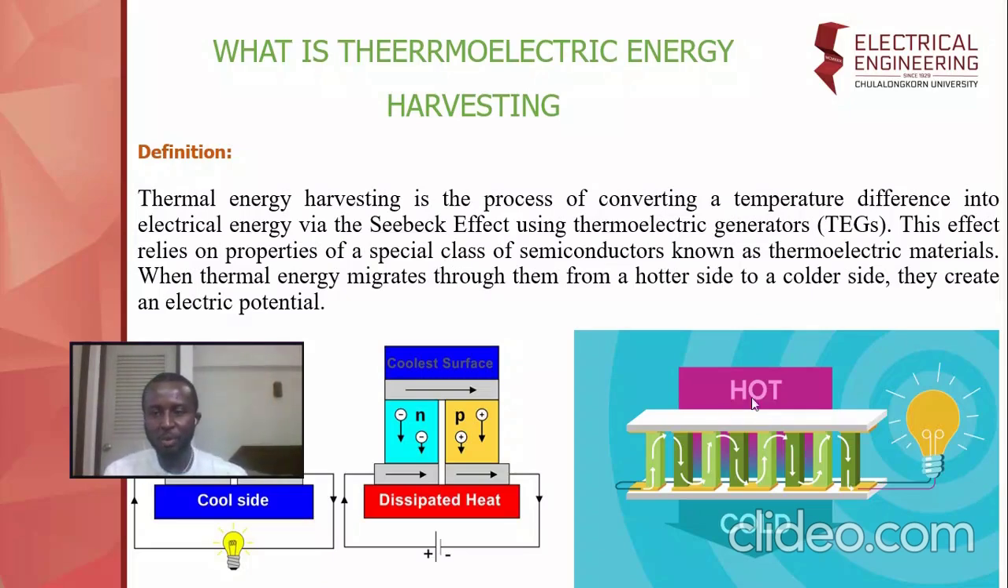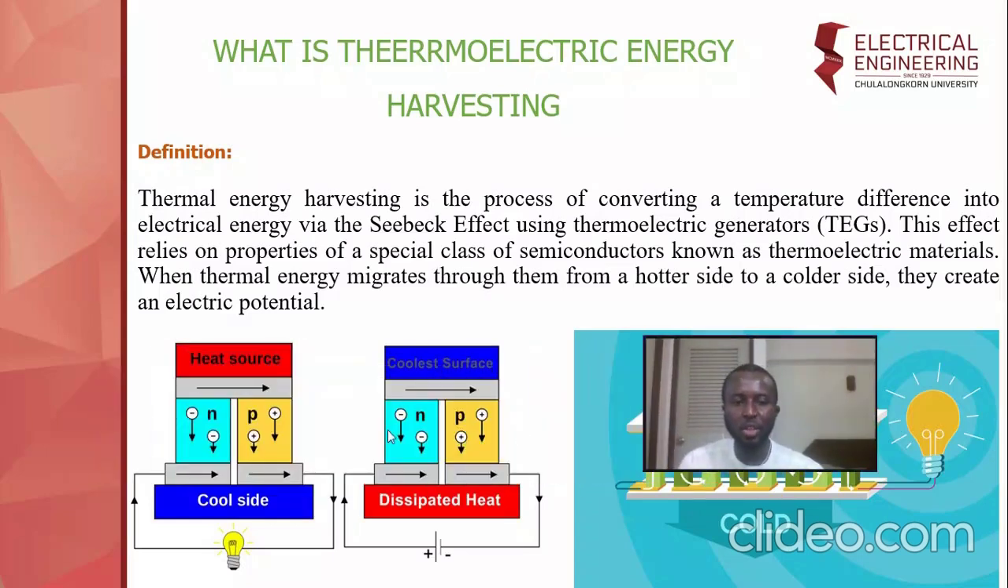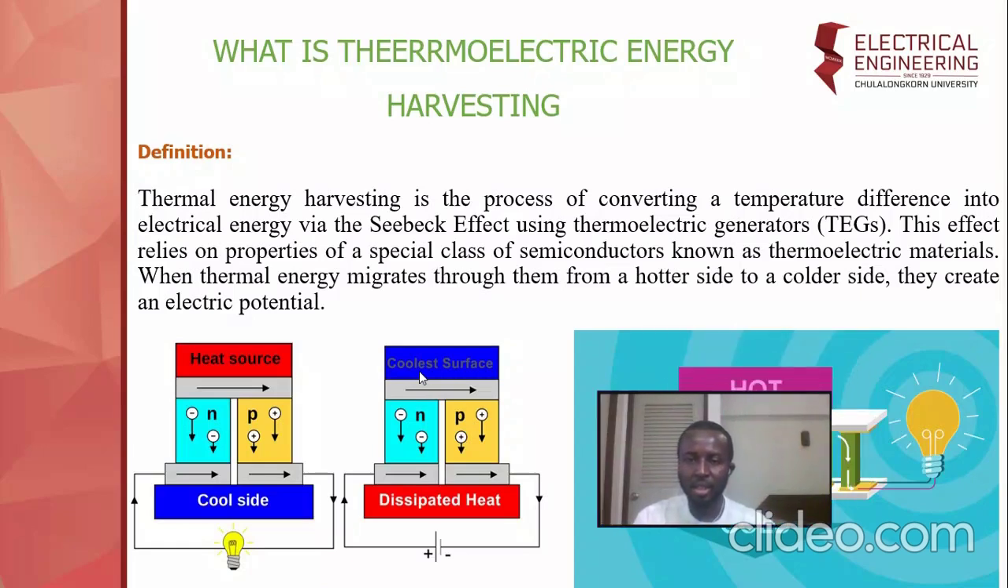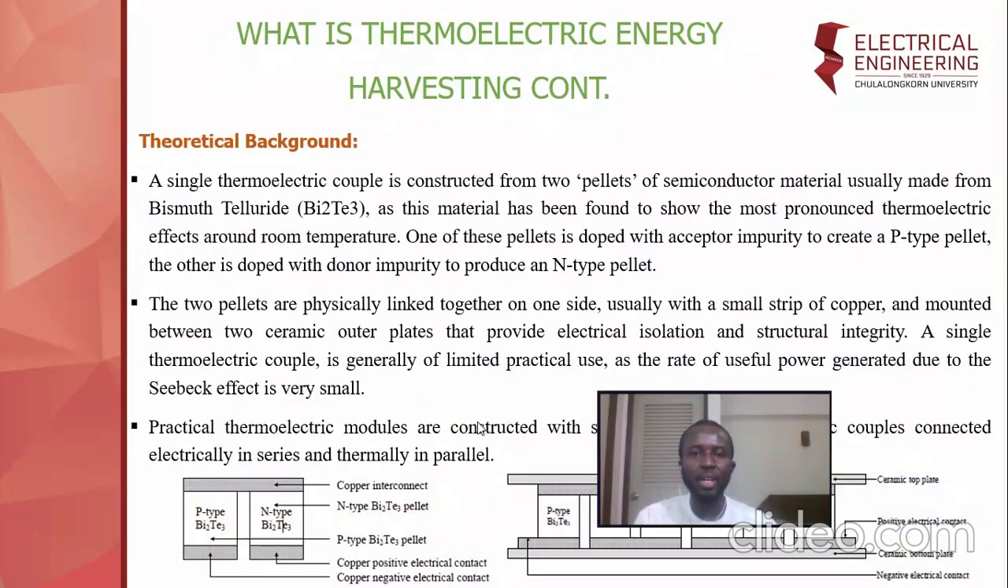From the figure, as we can see, here we have the hot side and here we have the cold side. So the migration of the energy from the hot side to the cold side is what generates the electricity. And then it is of two types. There is the one that has heat as the source, and there's the one that has cold as the source. So in this one, the heat migrates to the cold side, whereas in this one, the cold migrates to the heat side.